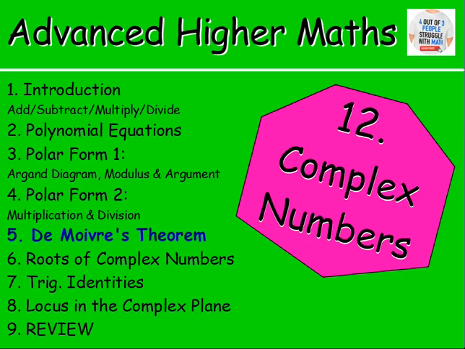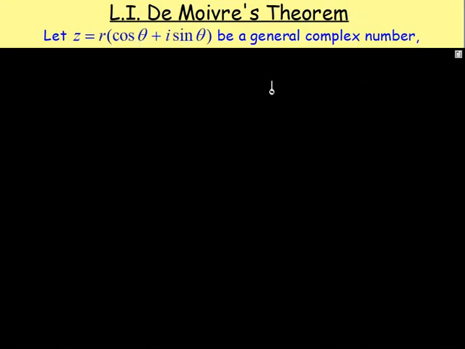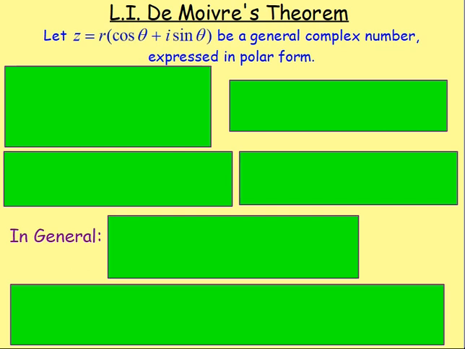We're moving on now to look at de Moivre's theorem. Let's say we have a complex number, z equals r bracket cos theta plus i sine theta. That's our complex number, and when it's written in that form, that is known as polar form.